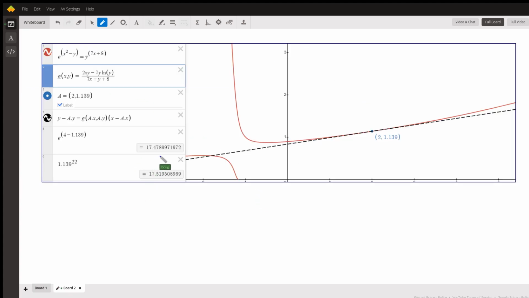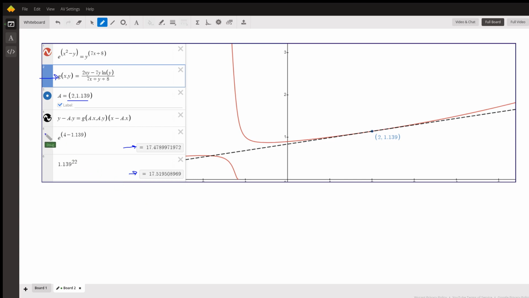Now, here's what it looks like on Desmos. The red graph is the graph of the given function. Here's the derivative in terms of x and y. It's not so easy to locate points on this curve. I was able to get close to a point that lies on the curve when x is 2, y is about 1.139. You can see how close the left and the right sides are, within 4/100ths or so.